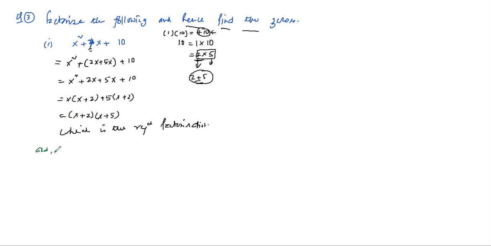And hence the zeros are x equal to minus 2 and minus 5. Very, very important. Please note it down. And once you finish, you will just tell me. I'll be taking another problem.